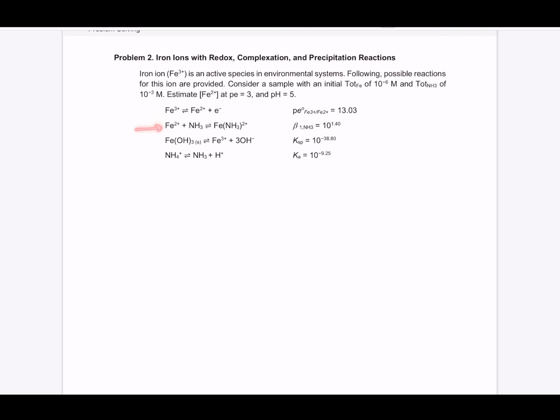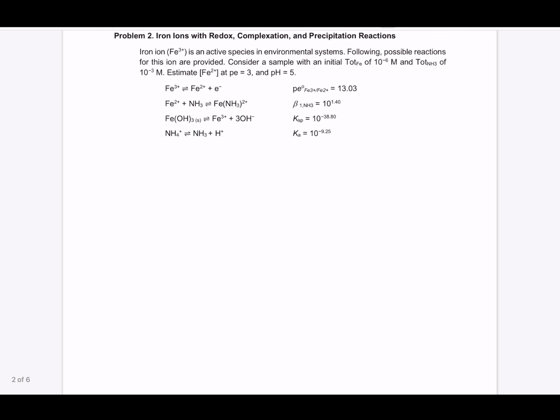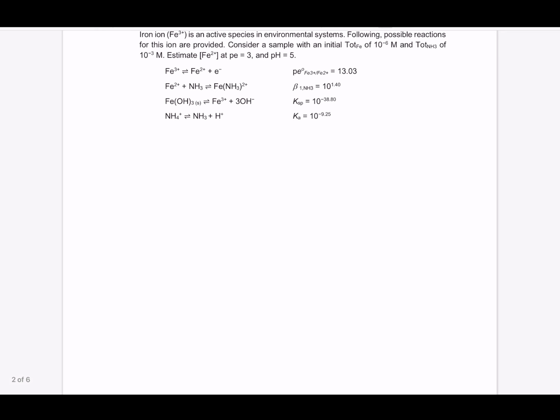This is a complexation reaction, but just be careful. This is Fe2+, not Fe3+. So the result of the redox reaction, the result of oxidation, is Fe2+ complexing with ammonia. And ammonia is also a part of an acid-base reaction, and we also have a precipitation. So as I mentioned, the very first useful approach would be to write down all the reaction diagram.